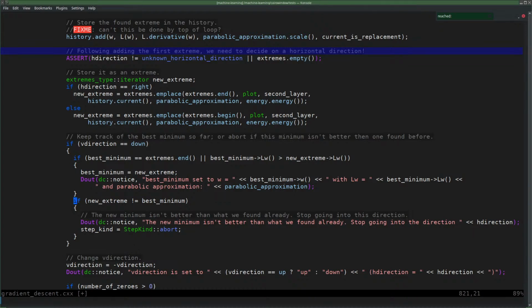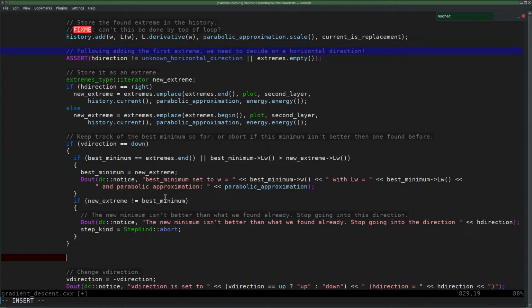And this is always false, because we just said it. So the first time that we get here, step kind is not equal to abort, and the best minimum is being set. So the best minimum is unequal end, and the V direction must be down. So let's test all that.